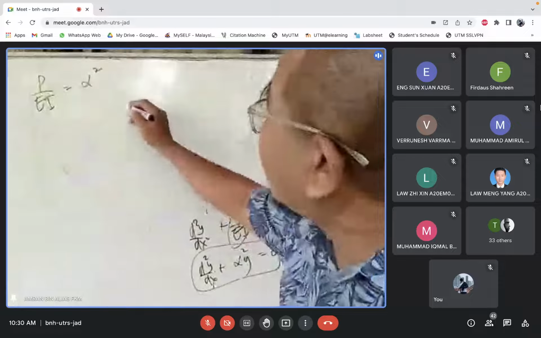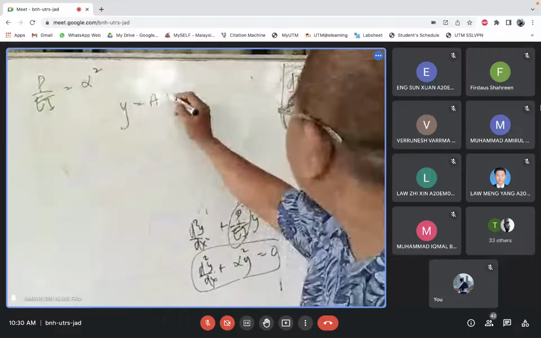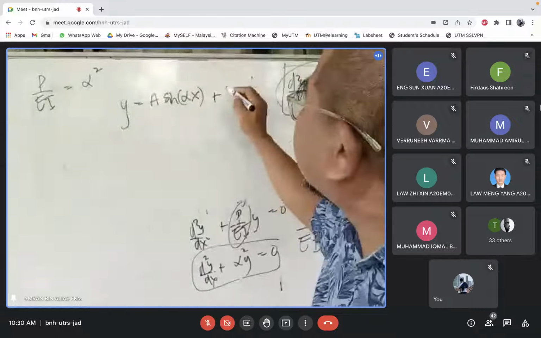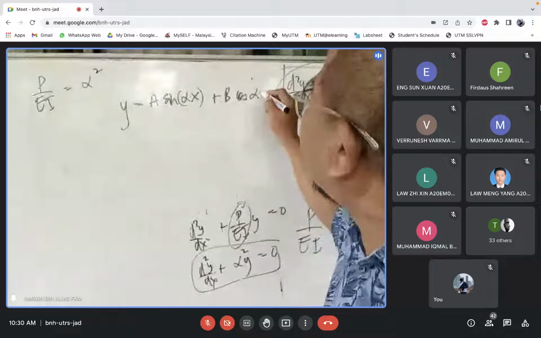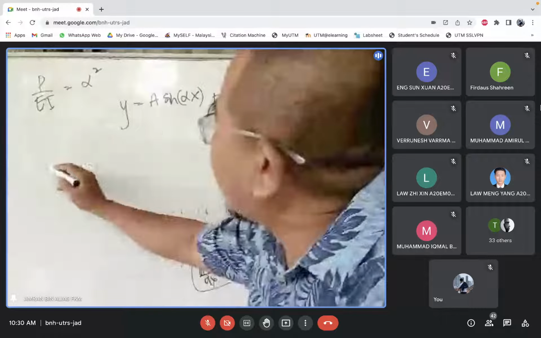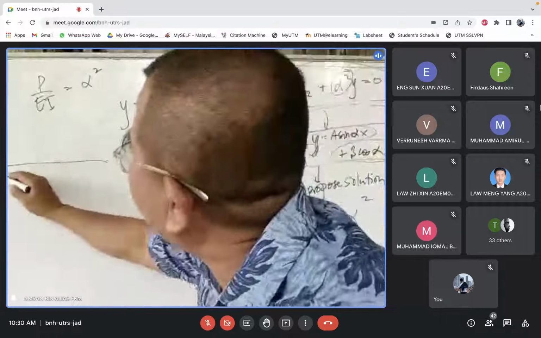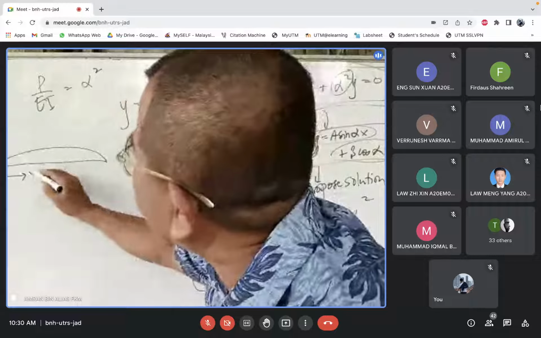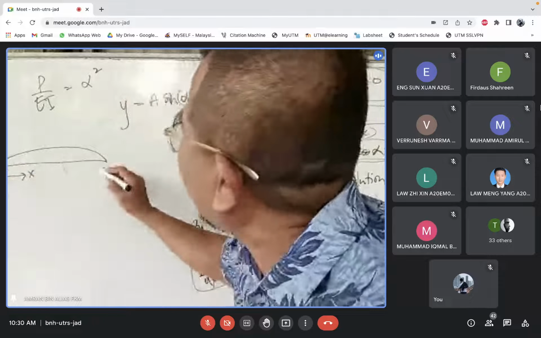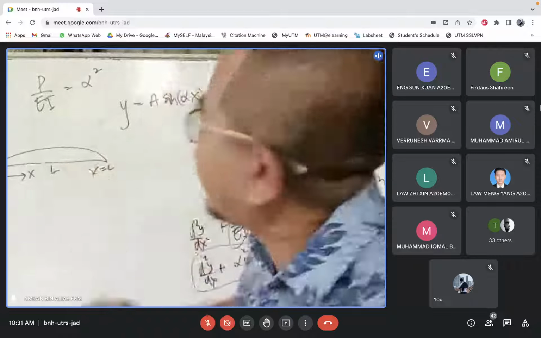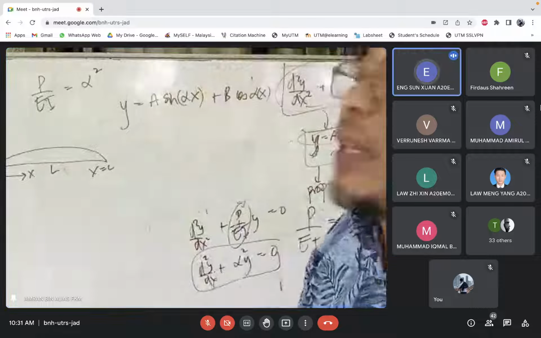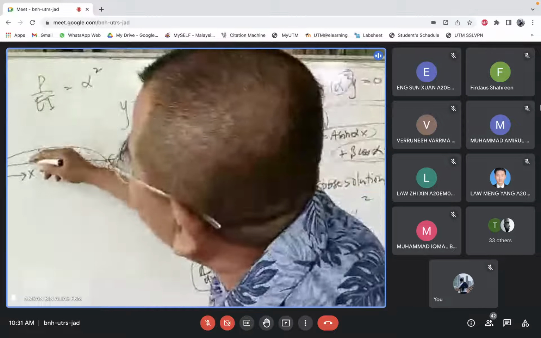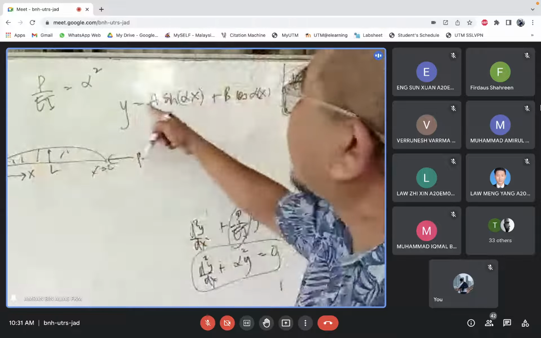This solution is that y is A sine alpha x plus B cosine alpha x. Remember that? This is your x, and there's deflection there. Your x equal to 0, x equal to L. The length is L there. Put a P there, put a P there. This is how the deflection is. You can find the y anywhere there. Anywhere x, you can find the y.